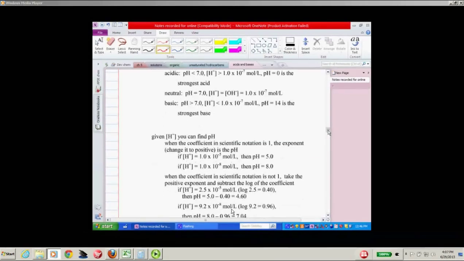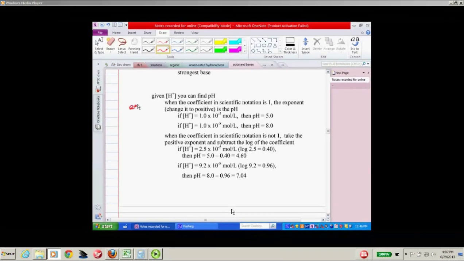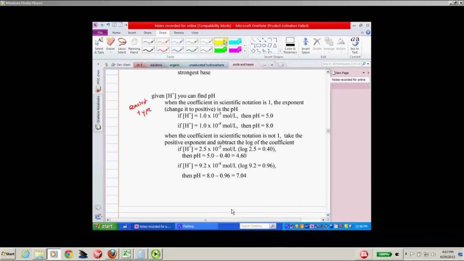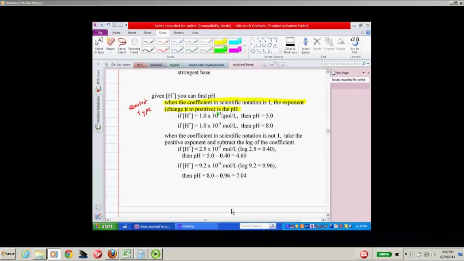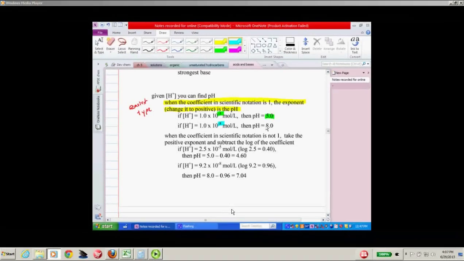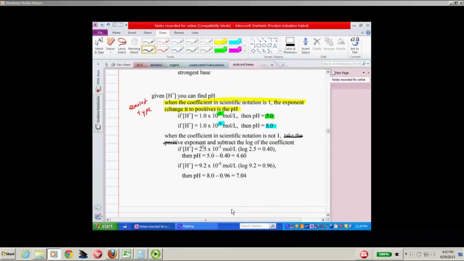Now, when you have the H plus, you can find the pH. And again, when that coefficient is 1, it's really super easy. When the coefficient is 1, all you have to do is take the exponent, make it positive, and boom, there's your pH. So look, we have H plus of 1 times 10 to the minus 5, so pH is 5. H plus of 1 times 10 to the minus 8, so pH is 8. So that first one that I used green on would be an acid, and the other one would be a base.